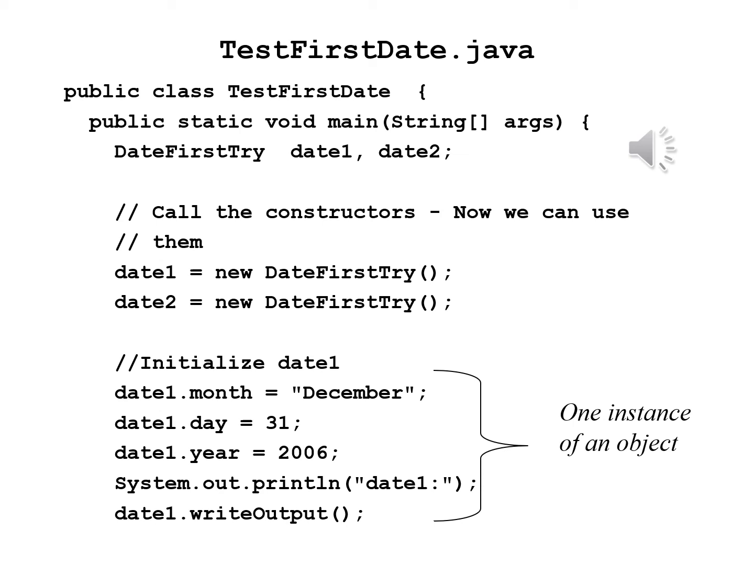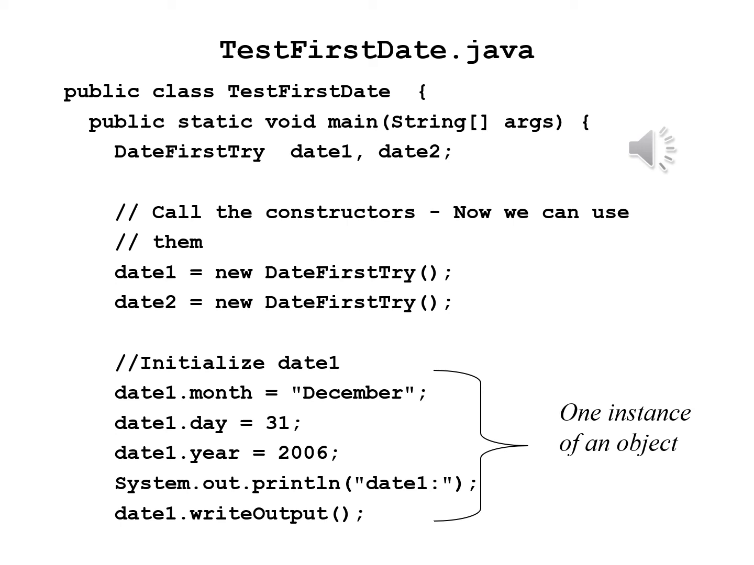Let's take a look at TestFirstDate. This is going to make use of our first try at writing a date class. Public class TestFirstDate, open brace. Now that we're inside the class, let's write public static void main(String[] args), open brace. Inside the method, we write DateFirstTry date1, date2. Now, before we can use them, we must call the constructors. So we write the comment, call the constructors, now we can use them.